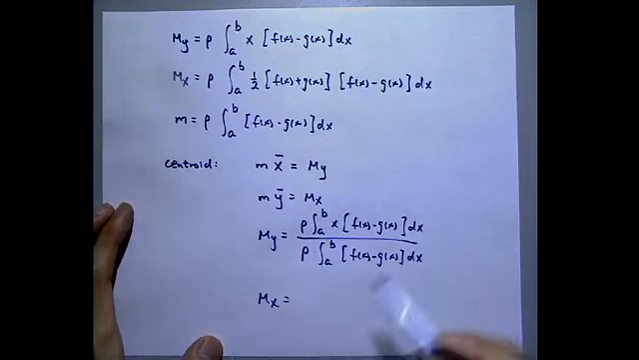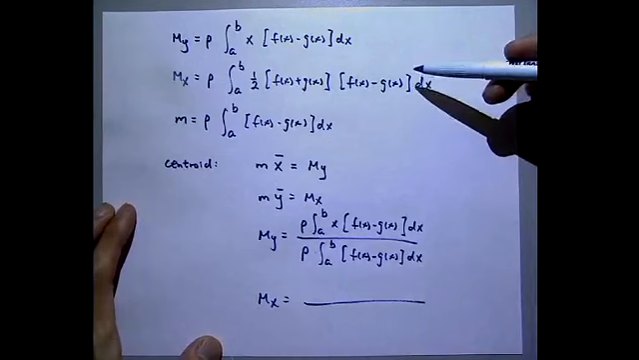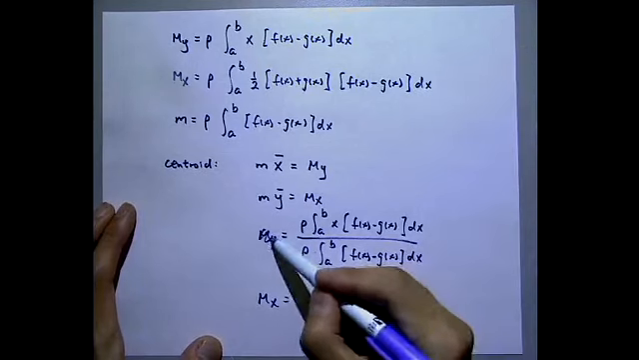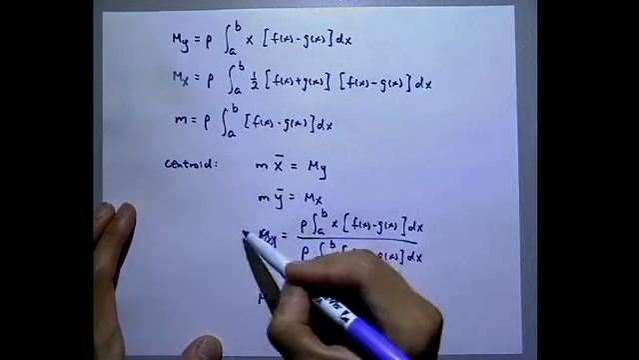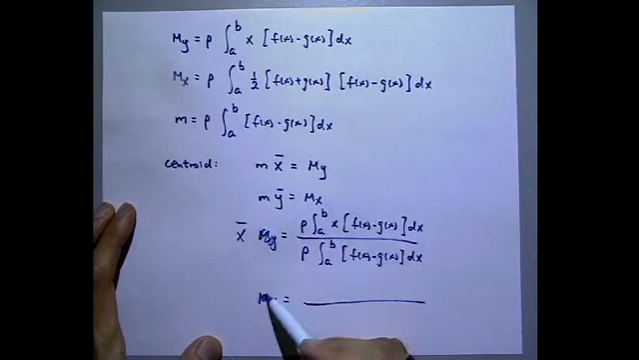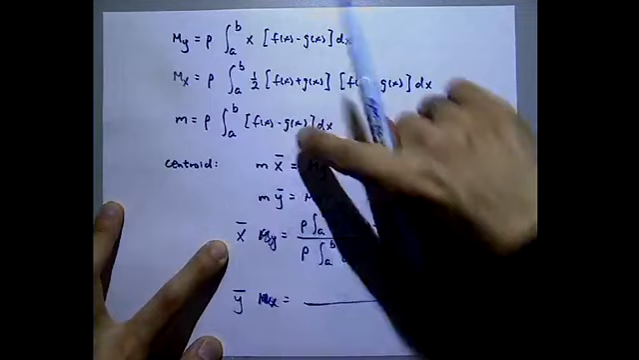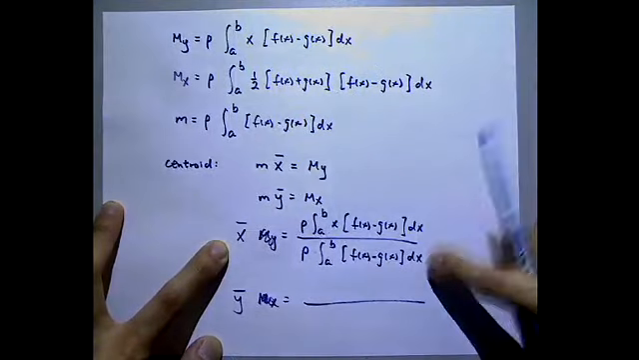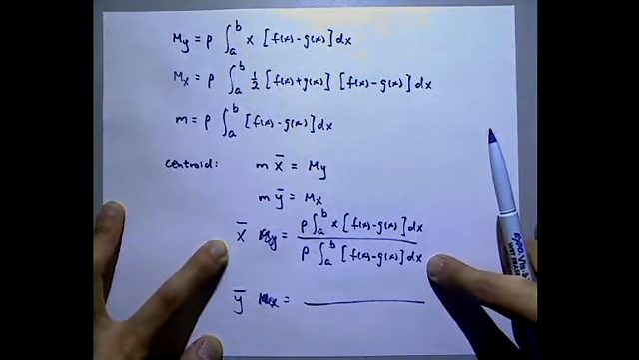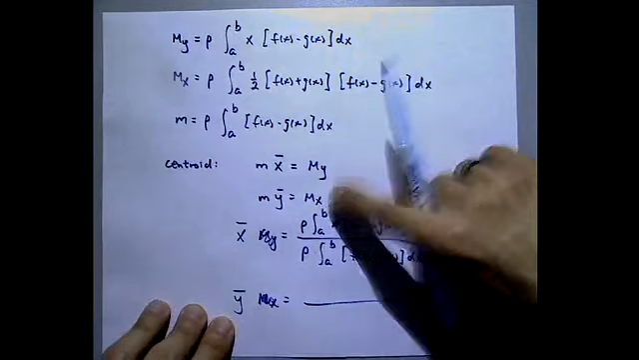Mx, same idea. Right? I take my, oops, I'm sorry, what am I doing? X bar, yeah. This is y bar, sorry. So that's the x component of the center of mass, My over M, and y bar is Mx over M.